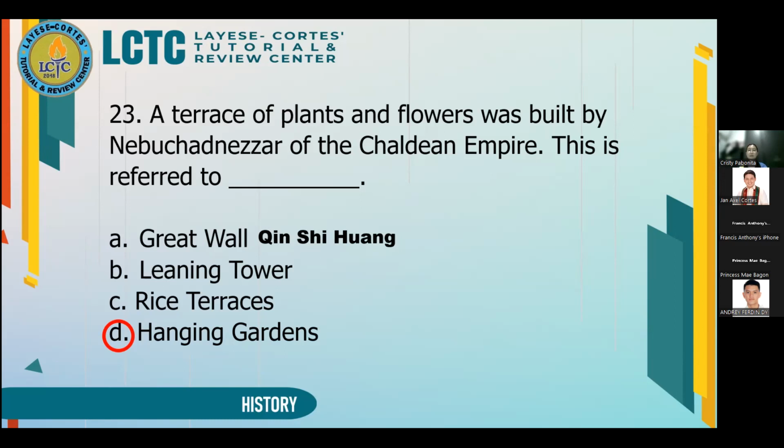Then the Leaning Tower, if you have noticed the Leaning Tower, the tower that is tilted, that looks like it will fall. Have you seen that one? Or have you pictured it in your imagination? It is somewhere in Italy, okay? The Leaning Tower looks like it will fall, but it doesn't fall. Okay? That is the architectural design.